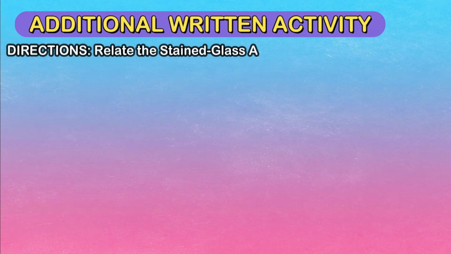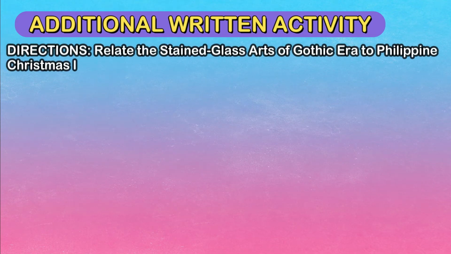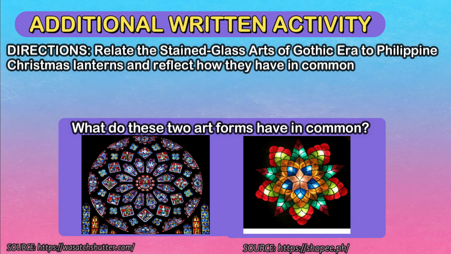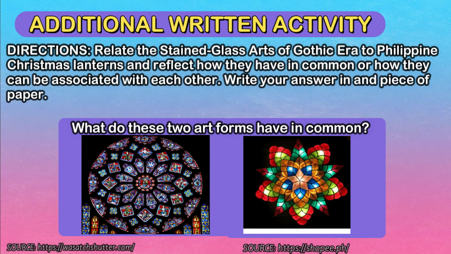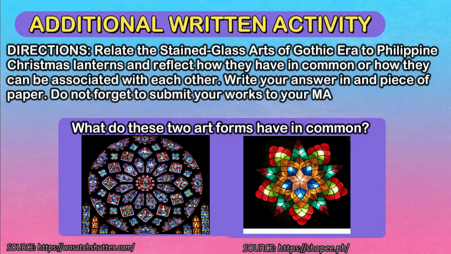Additional written activity. Directions. Try to relate the stained glass arts of the Gothic era to Philippine Christmas lanterns and reflect on how they have in common or how they can be associated with each other. Write your answer on a piece of paper. Do not forget to submit your works to your MAPE teacher.